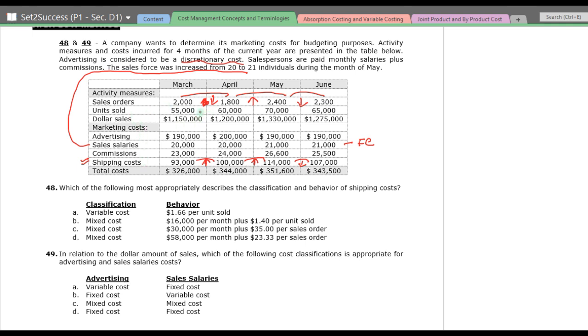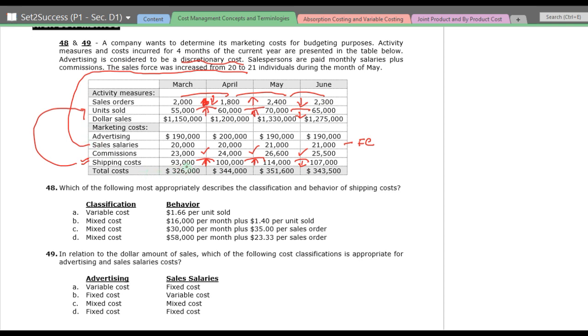Units sold has increased from 55,000 to 60,000, and the cost has increased. From 60,000 to 70,000 it has increased, and the cost has increased. From 70,000 to 65,000 it has decreased, and the cost has decreased. So the driver for shipping cost is units sold. Now let us see whether it's a variable cost or a mixed cost.